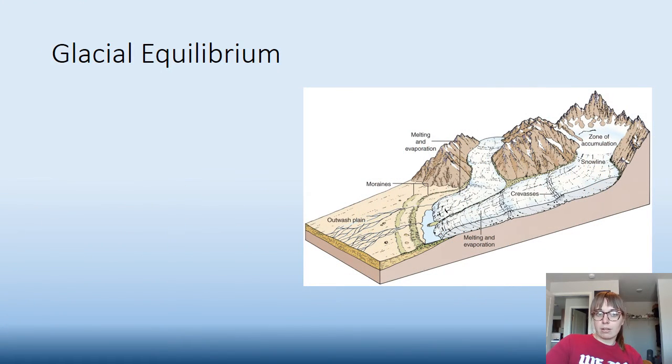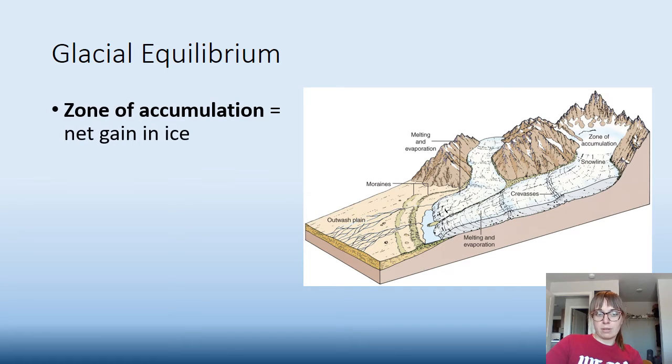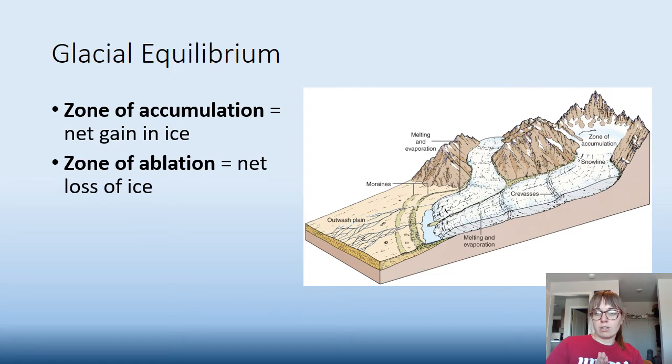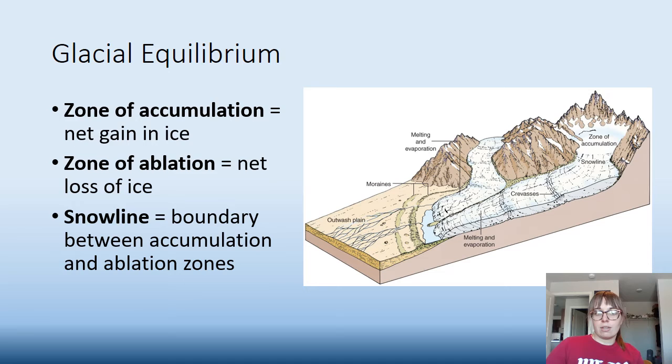The next thing to think about is glacial equilibrium. So in a glacier, we have a zone of accumulation, which is the location within the glacier where we are accumulating ice. We have a net gain of ice. And we also have a zone of ablation, or a net loss of ice. So glacial equilibrium is taking into account the net gain versus the net loss of ice. And the boundary between those two zones is called the snow line because typically on a glacier, this is where you can visibly see snow appearing on the glacier.